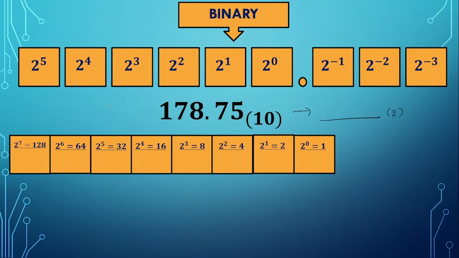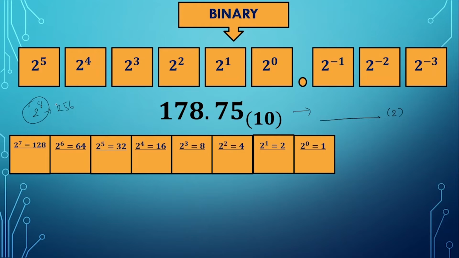Okay, and 2 raised to 8, if I go further left hand side, then I will have 2 raised to 8, which is 256. So I am very clear that I am not going to need this power of radix, because my number is less than 256. So the highest power of radix that I am going to require to represent 178 is 2 raised to 7 only.